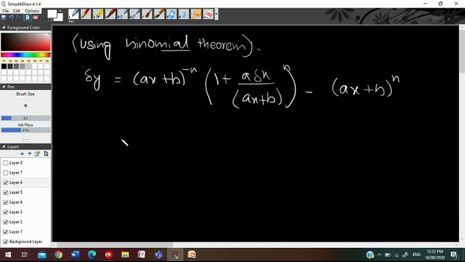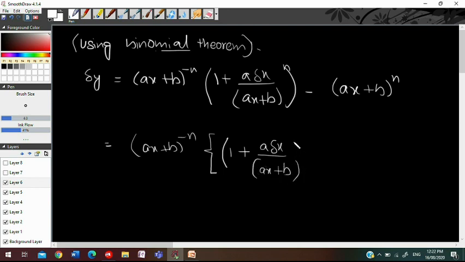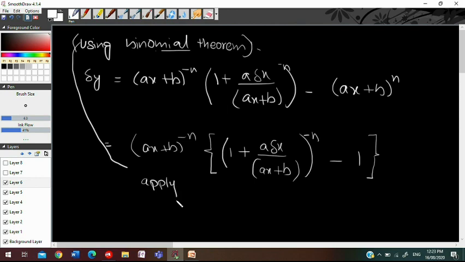And when we take whole ax plus b power minus n common, what happened? 1 plus a del x divided by ax plus b power minus n, minus 1. Now we apply this binomial theorem over here. This is del y is equal to this, now we are applying binomial theorem.